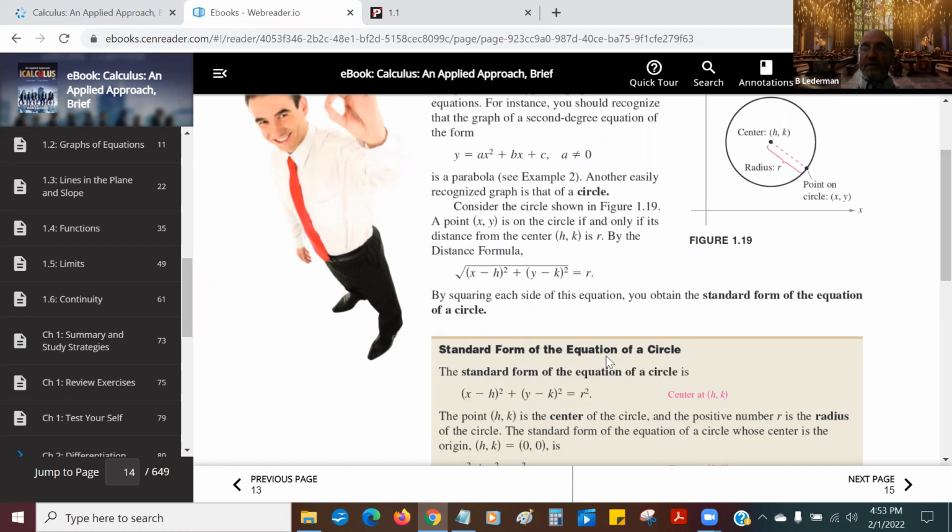The formula for the equation of a circle on a graph is (x minus h) squared plus (y minus k) squared equals r squared. So (h, k) is the center of the circle, and r, which is always a positive number, is the radius of the circle. Because the radius is a physical thing.